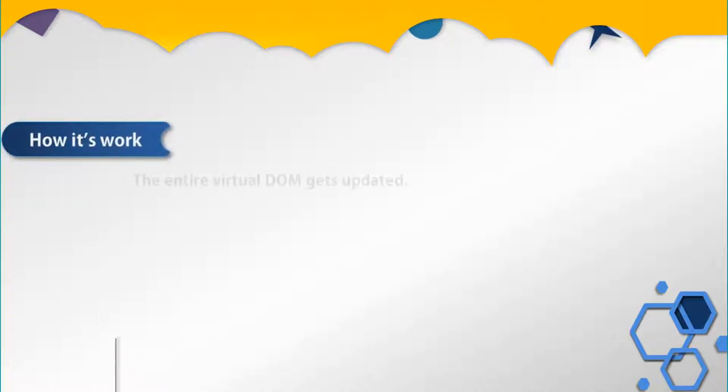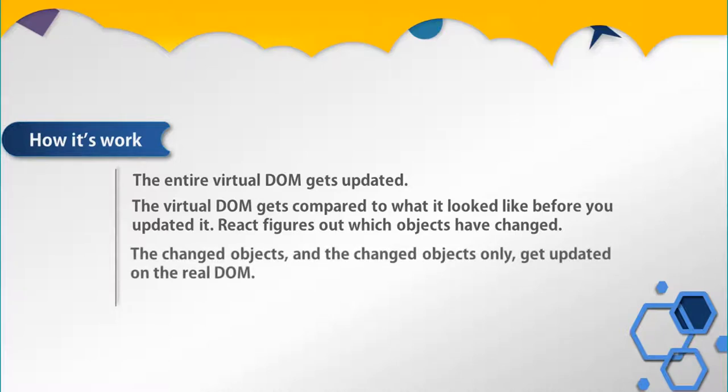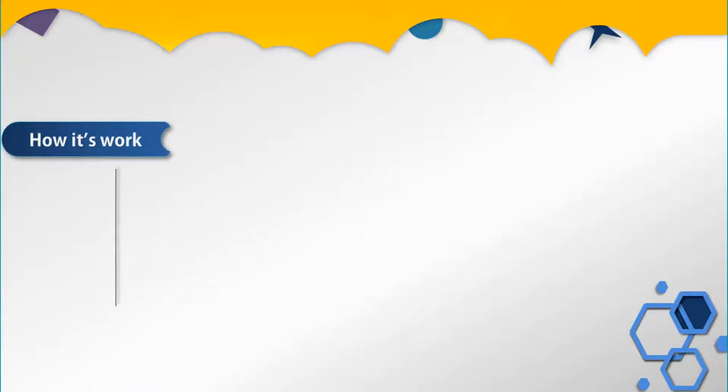First, the entire virtual DOM gets updated. Then the virtual DOM gets compared to what it looked like before you updated it. React figures out which objects have changed. The changed objects, and the changed objects only, get updated on the real DOM. Changes on the real DOM cause the screen to change. This process is known as reconciliation. That's it. I hope you understand what the virtual DOM is.